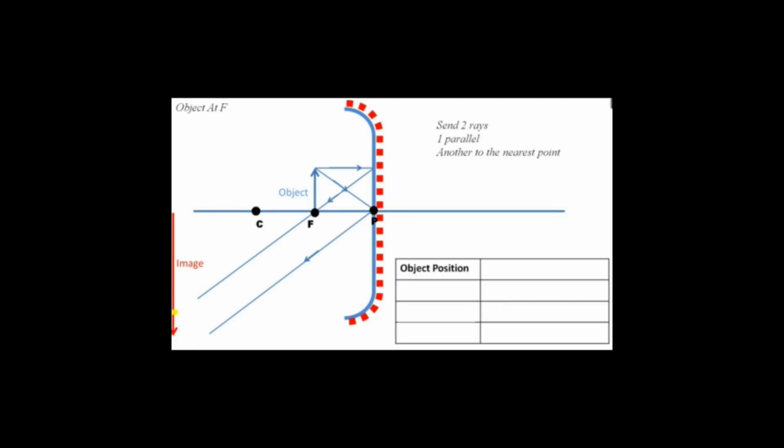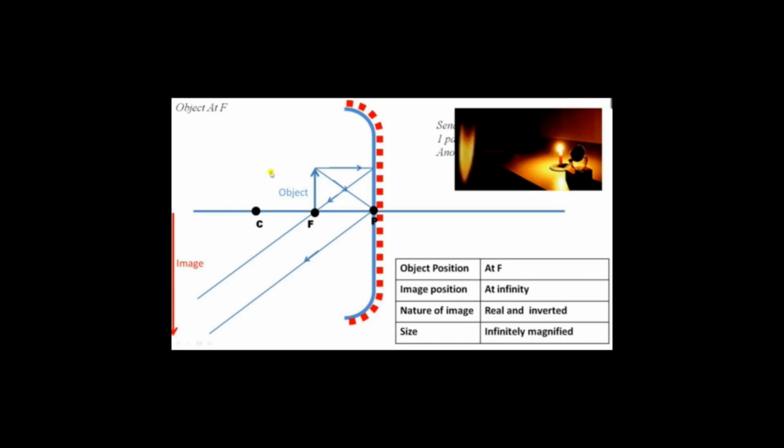So let's make the table. Object position is focus, image position is infinity, nature of image is real and inverted, because this front side is real, so a real image is always inverted, and size is infinitely magnified. That means, you can see, infinity means far away from the mirror. So look at the size of the flame, it is very large, so it is infinitely enlarged.